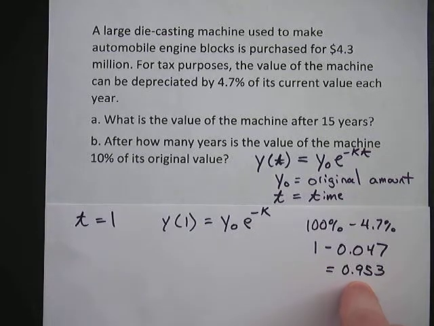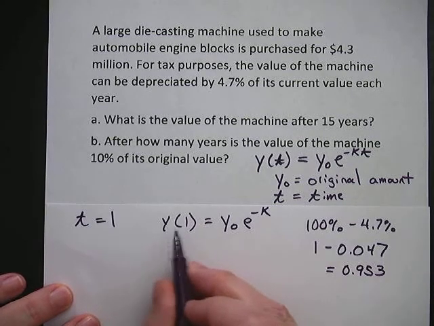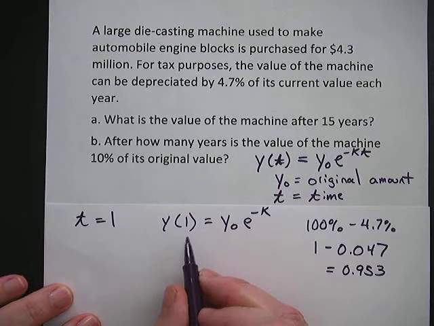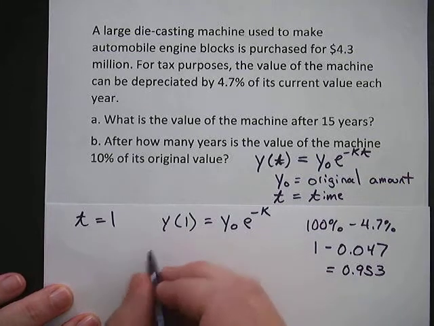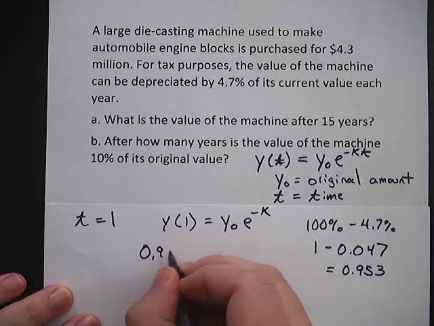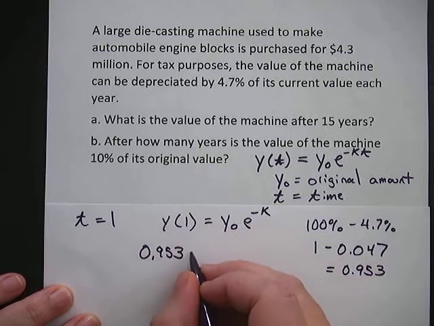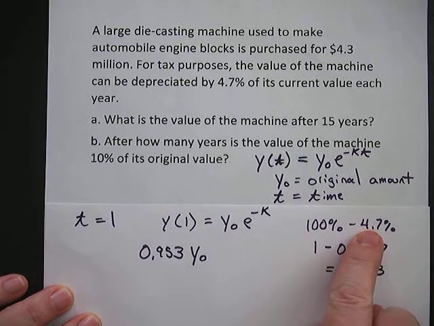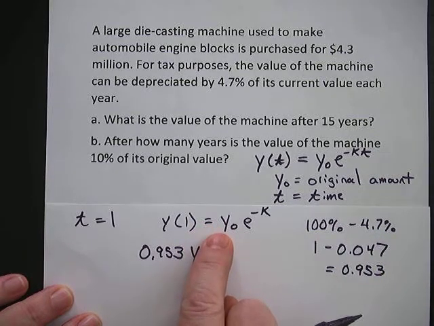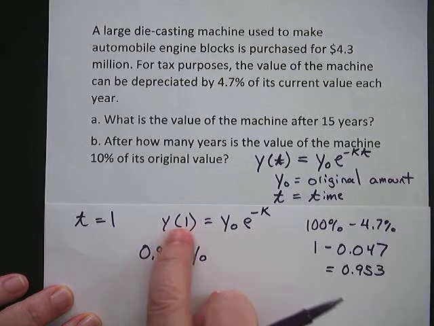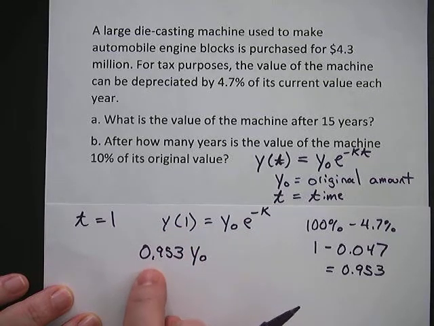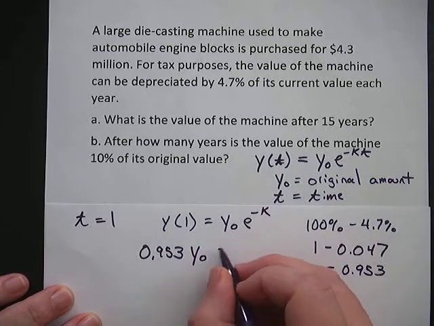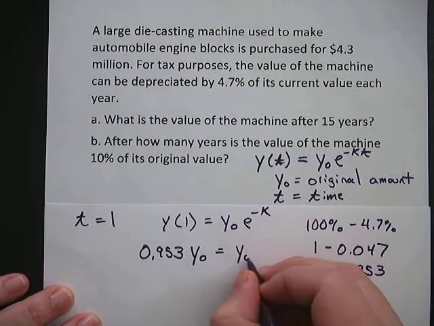So what does that do for us? Well, that tells us that y sub 1 is the same thing as 0.953 times the original amount. It depreciated by 4.7%. Remember, y sub 0 is the original amount. So after 1 year, it's worth 0.953 times the original amount. The other side, I'm just going to write how it was already.